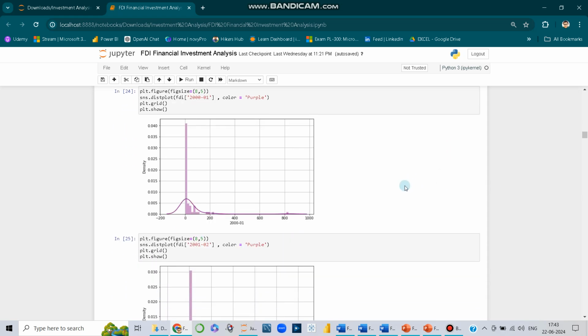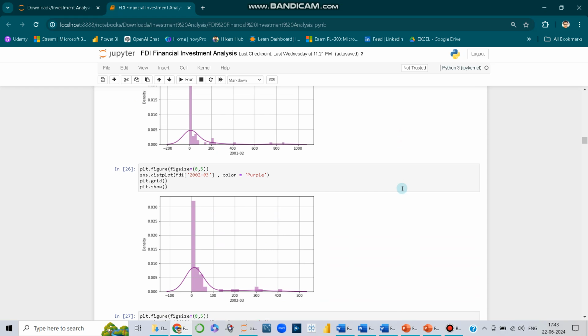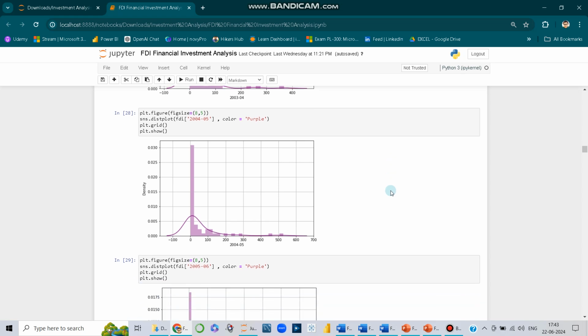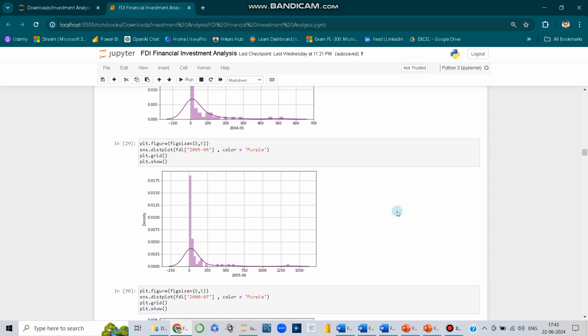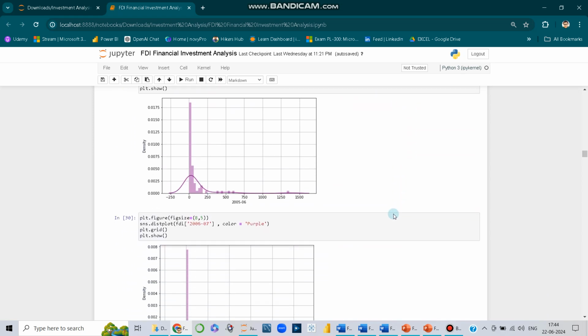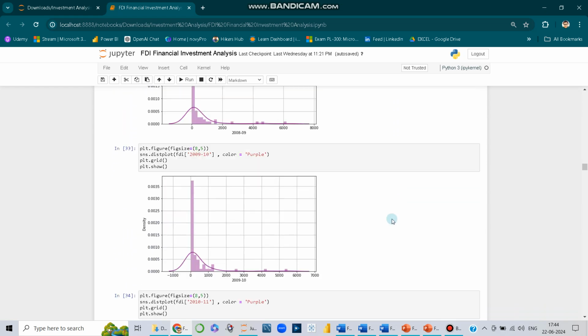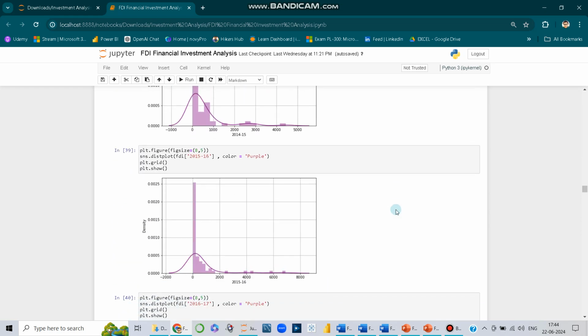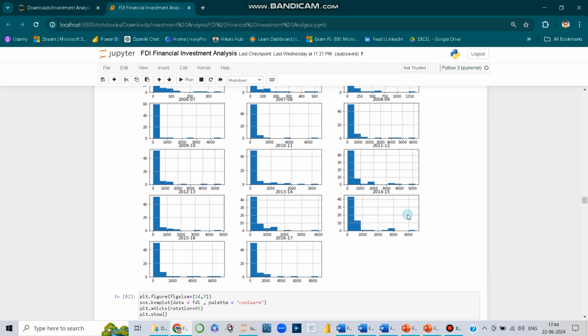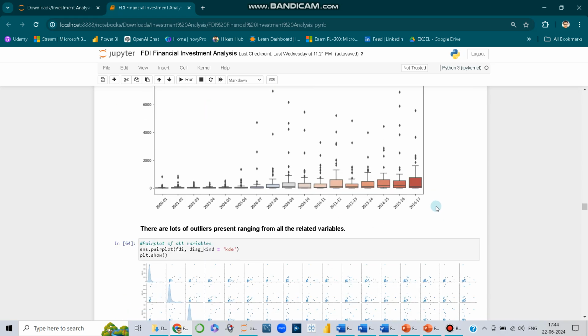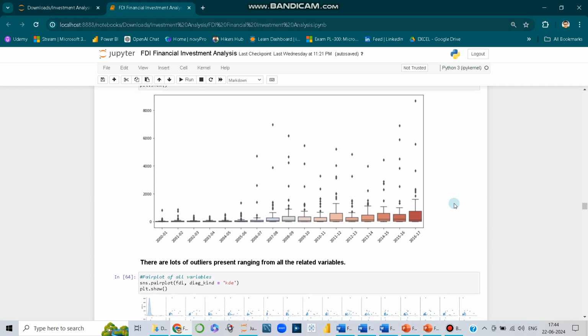Whatever plots we are showing here, we can see that they have positive skewness. Skewness refers to a degree of distortion from a symmetrical bell curve or normal distribution. Positive skewness means the tail on the right side of the distribution is longer or fatter, and the mean and median will be greater than the mode. This is a histogram plot of the data, and this is a box plot where you can see the outliers. An outlier refers to data points which differ significantly from the other data points.